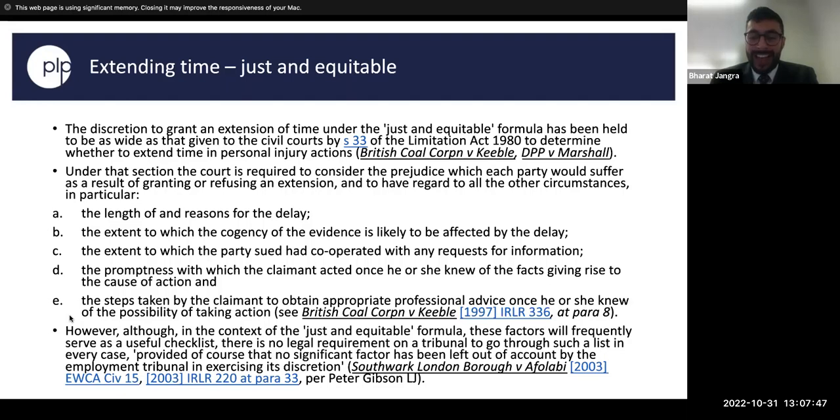Whilst we do have a list there, on consideration of all of which it will be considered to be just, a tribunal will be able to consider whether something is just and equitable. There is no legal requirement for the tribunal to go through that list. Provided, as set out by Lord Justice Gibson in the case of Southwark London Borough and Afolabi, that no significant factor has been left out of account by the employment tribunal in exercising its discretion, then a tribunal will have been seen to have considered what is just and equitable.